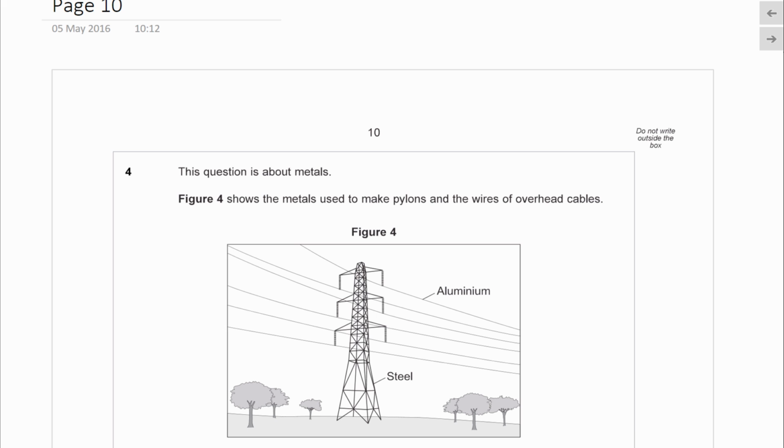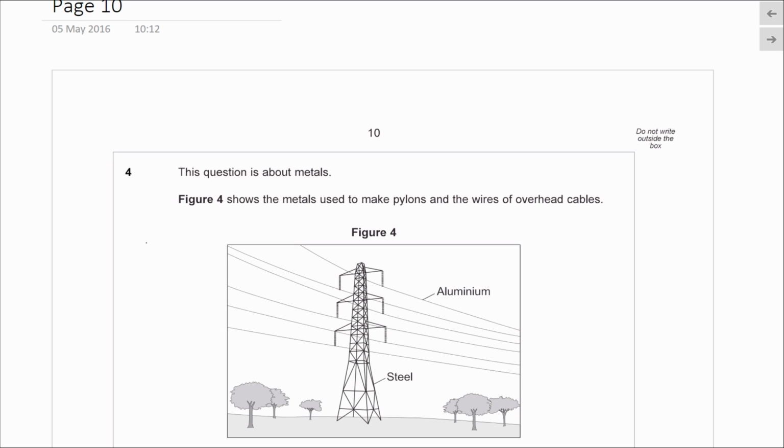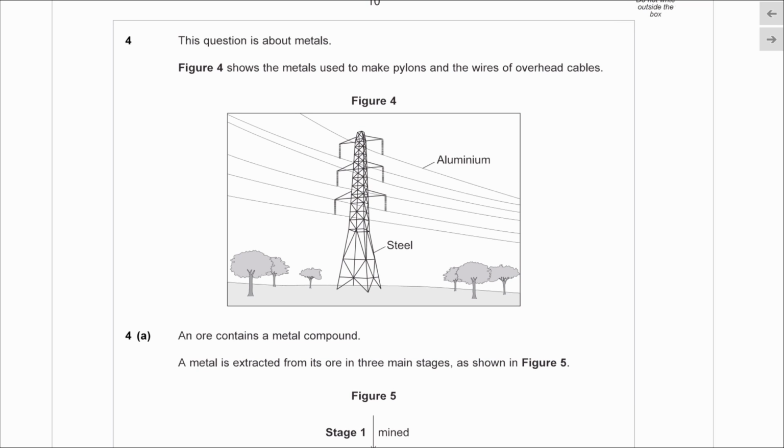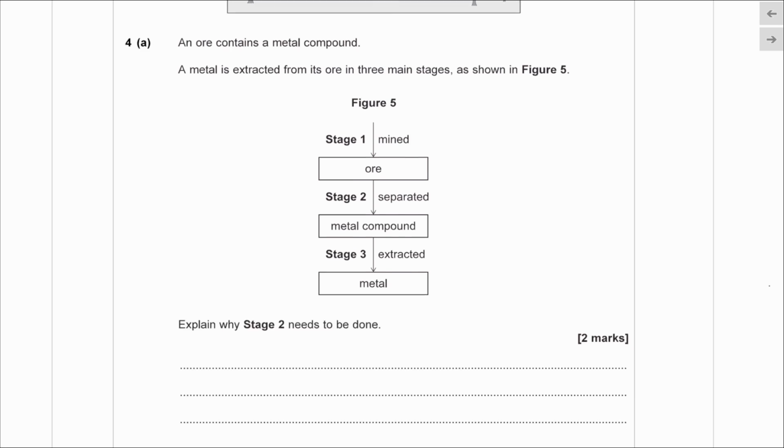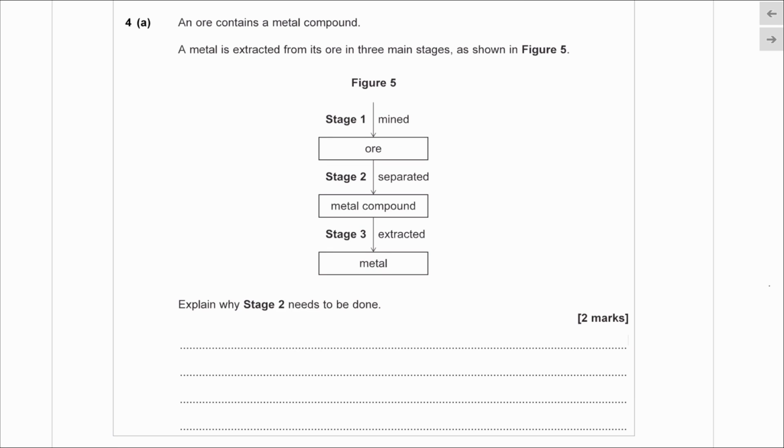so moving on. We have question 4. We're told that this question is about metals, and figure 4 shows the metals used to make pylons and the wires of overhead cables. And the wires, you can see, are aluminium, and the pylons are made of steel. Right, so 4A says that an ore contains a metal compound. Metal is extracted from its ore in 3 stages as shown in figure 5. It says explain why stage 2 needs to be done.